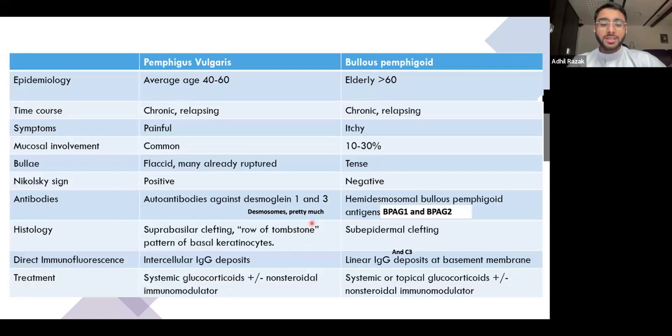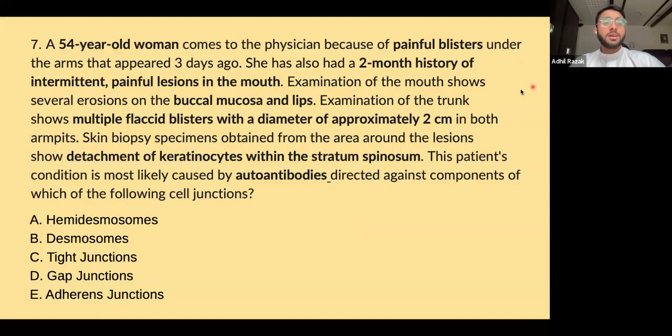So pemphigus vulgaris, the effect is on the desmosomes. And for the half-assed version, the effect is on the hemidesmosomes, half of desmosomes. So for the half-assed version, the issue is happening in the hemidesmosomes. I hope that helps. All right, next question.